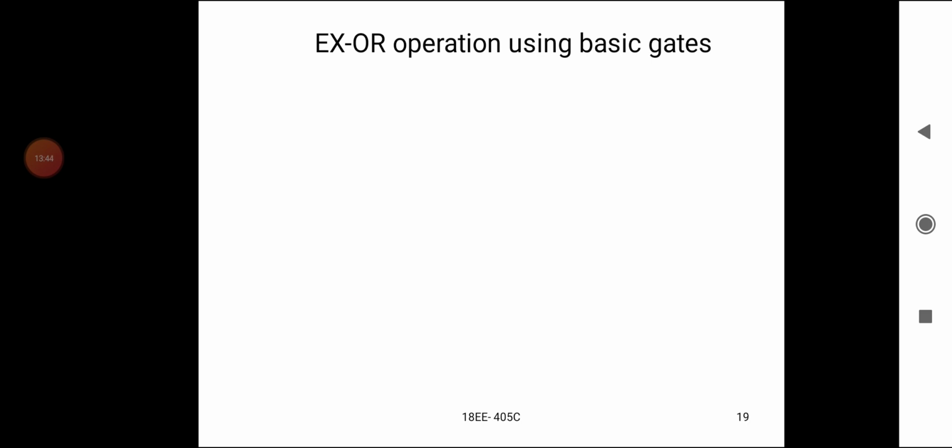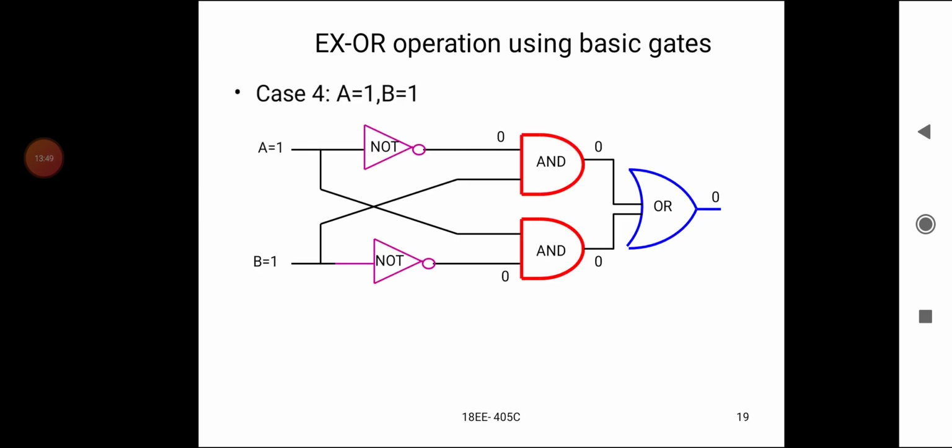In case when A is equal to 1, B is equal to 1, the two NOT gates will generate zeros, AND gates will generate zeros, then 0 plus 0, the OR gate output is 0, then the exclusive OR gate output, A exclusive OR B, will become a 0.